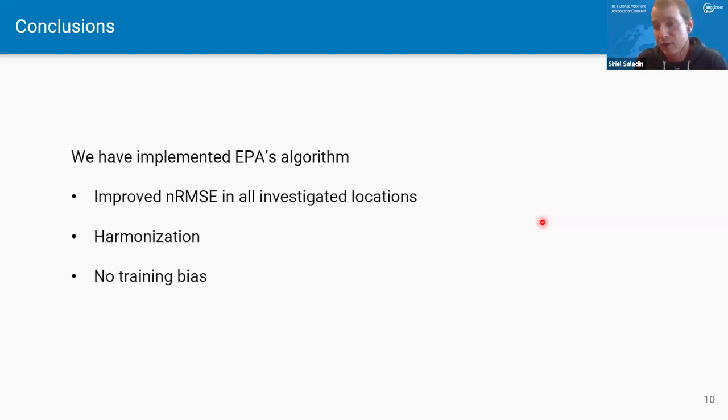Second, we like harmonization, and the algorithm is already established. It's used by Purple Air, it's used by the EPA Fire and Smoke Map, so we believe it makes sense to use the same algorithm to allow better comparability. And the last reason, this model has not been developed with our AirGradient data, so there's no training bias from our side.